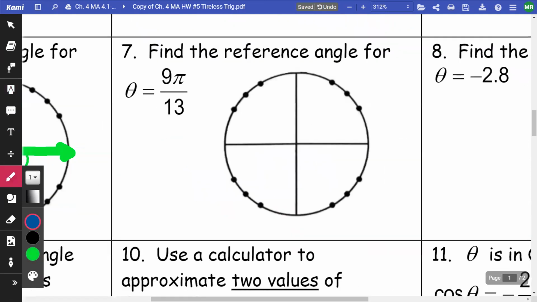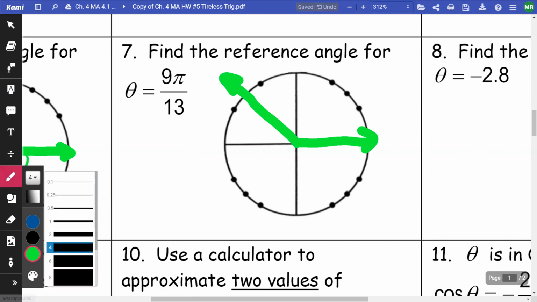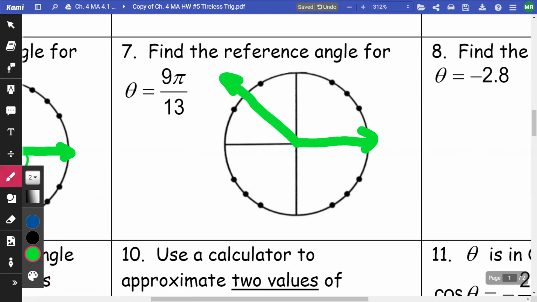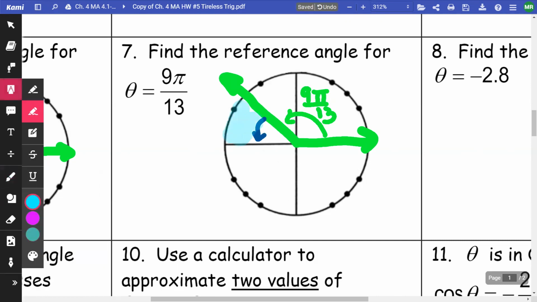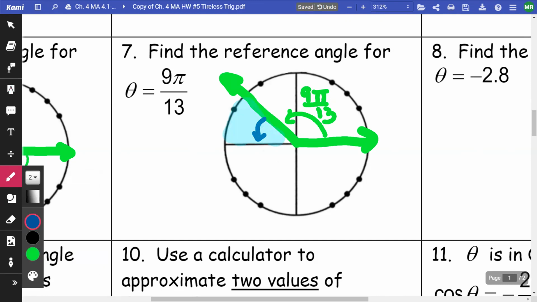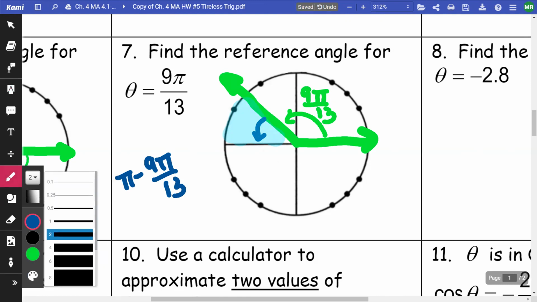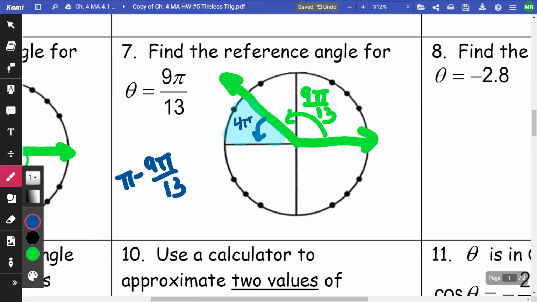On 7, I'm going to do the same idea, but I'm in radians. So I'm going to start here, and I'm going 9 pi 13ths, which is going to be less than pi. So from here to here, we went 9 pi 13ths. I want to figure out what the rest of this is going to be. And so the rest of this is going to be the remainder of pi. So I'm going to go pi minus 9 pi 13ths. And that's going to give me 4 pi 13ths. And that's my answer.